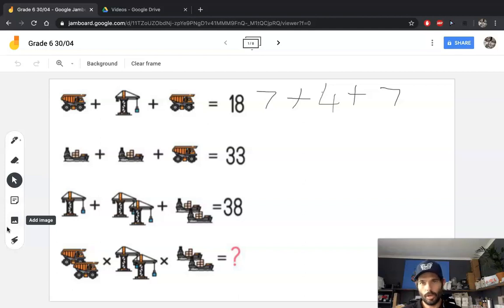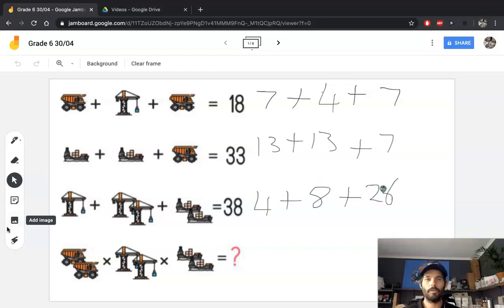And then I said that I needed to add something to 7 to get me 33, and that would have been 26. So the ships, I would have said, 13 plus 13 is 26, add the 7 is 33. Then the crane was 4, so double crane must be 8, and double ship must be 26. And that gives me 38. So that worked out. And then double truck was 14.